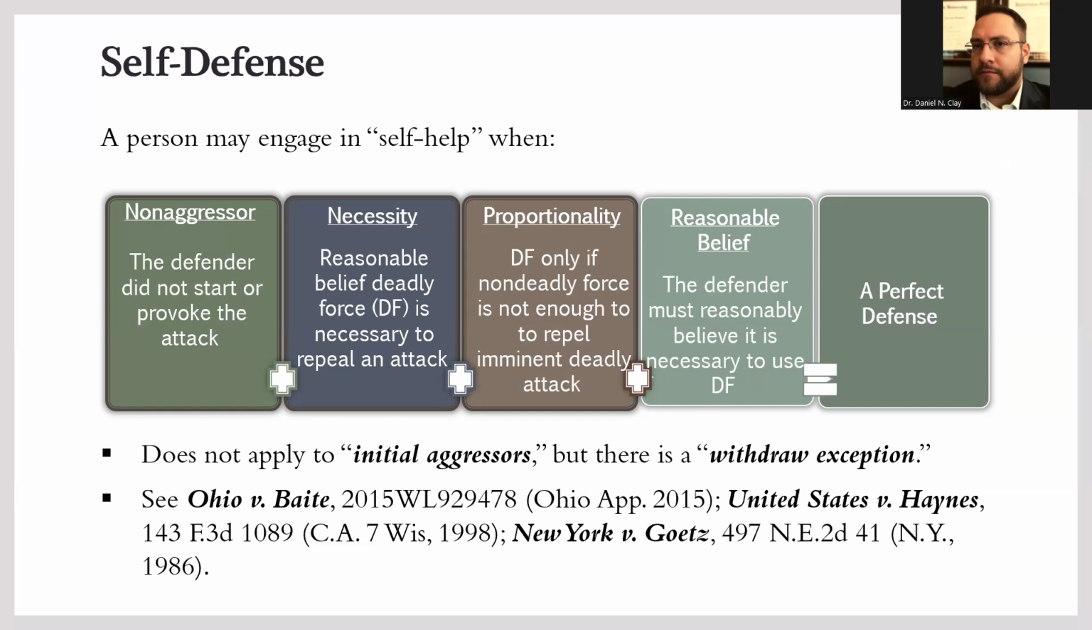But remember, the state isn't proving this, the defendant is. So, what are the elements? What are the required things that a defendant has to prove in order to assert a perfect self-defense defense? They have to show that they are the non-aggressor, their actions were necessary, their actions were proportional, and that they had a reasonable belief that the force was needed. So, let's look at this in turn.